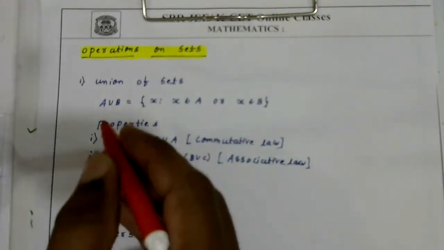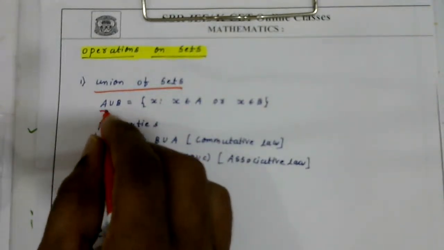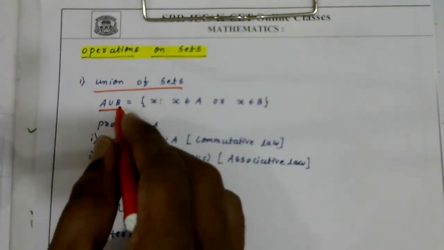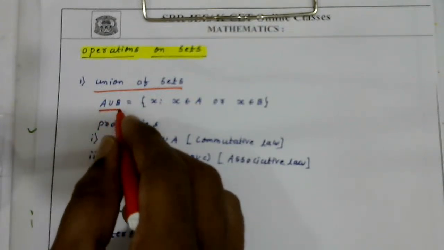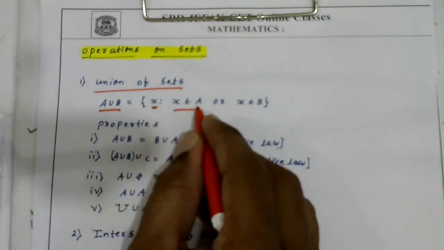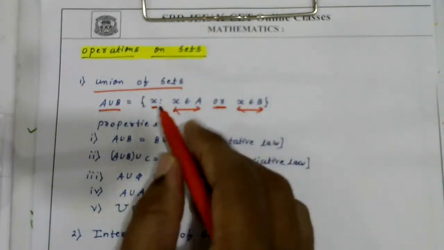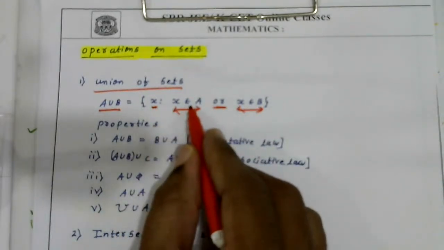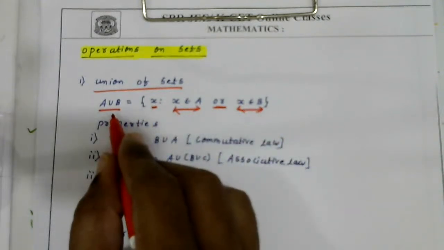So you are all aware of union of two sets, intersection of two sets, difference of two sets, and complement of a set. If A and B are any two sets, the union of these two sets is also a set, denoted by A ∪ B. So A ∪ B is a set consisting of elements x. What type of x is it? x belongs to A or x belongs to B. That is, x is present in either A or B. Those elements you write on the side, that is A union B.